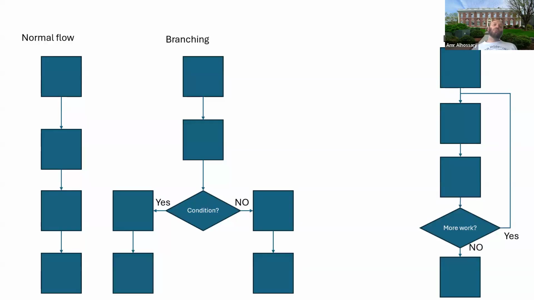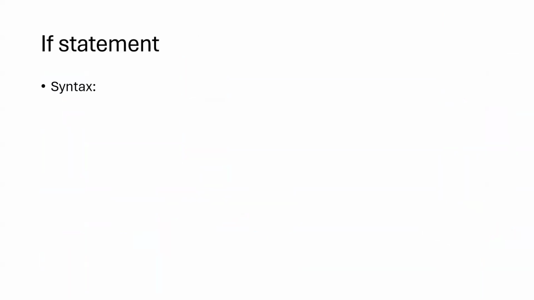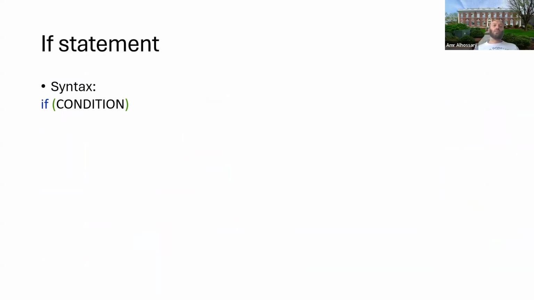And the branching is done using the if statement. The statement syntax is if, then parentheses, condition. The condition is between parentheses. And then we have the body. The body is executed if the condition is true.